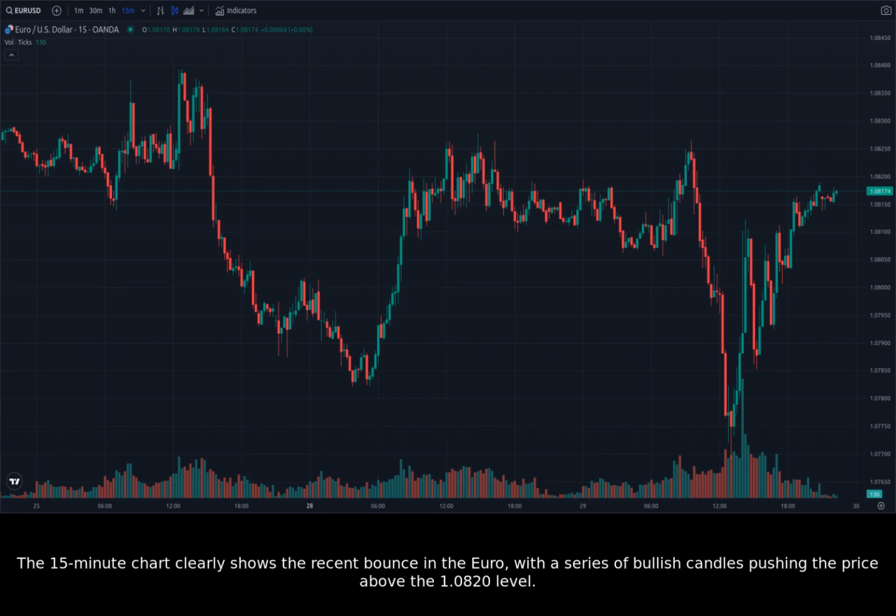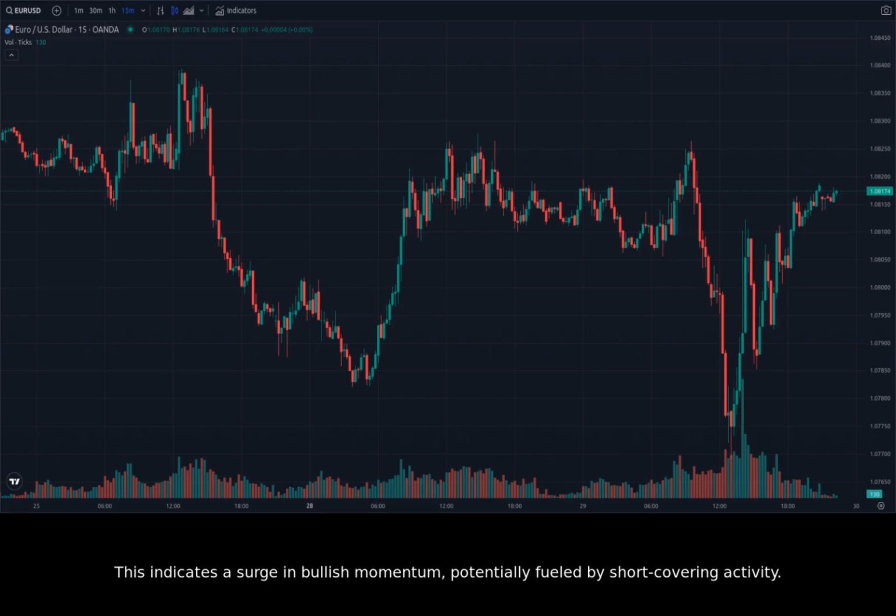The 15-minute chart clearly shows the recent bounce in the euro, with a series of bullish candles pushing the price above the 1.0820 level. This indicates a surge in bullish momentum, potentially fueled by short covering activity. The price is now approaching the 1.0830 level, which acted as resistance in the past. If the euro breaks above this level, we could see further upward movement.